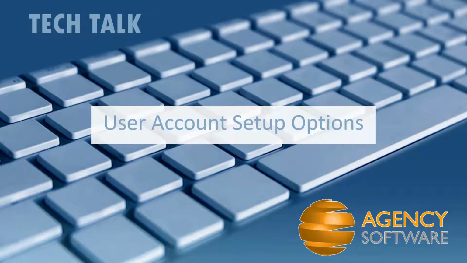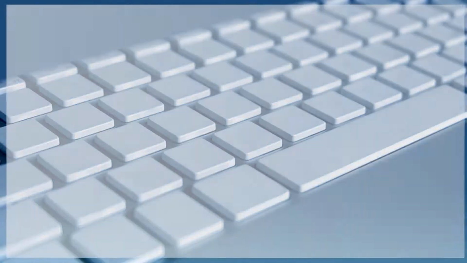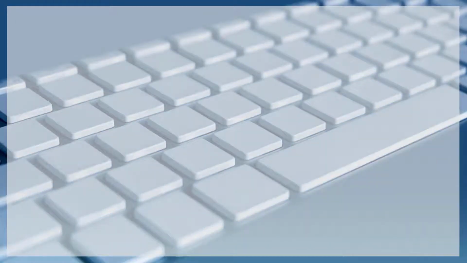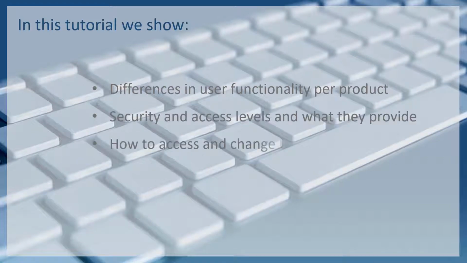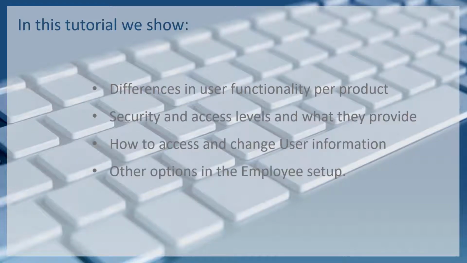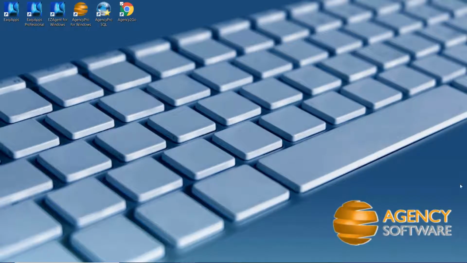Functionality of the user varies throughout our product line. This video will show you how to set up and configure user accounts and the level of user functionality per product. We will cover setting up email and setting up texting in separate tutorials. We start here with our baseline desktop application, Easy Apps.